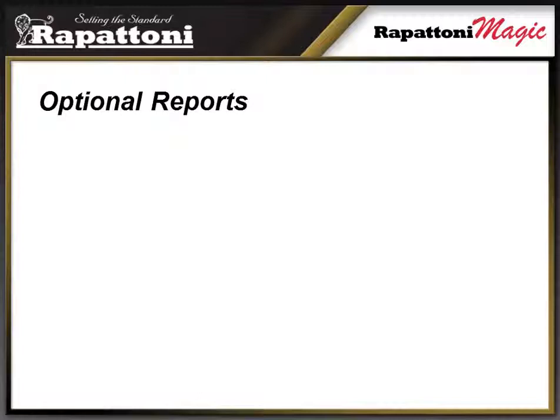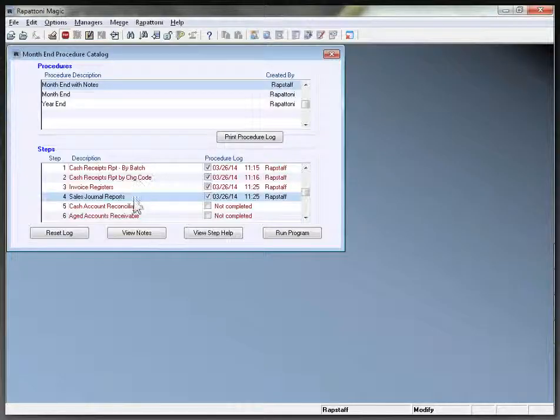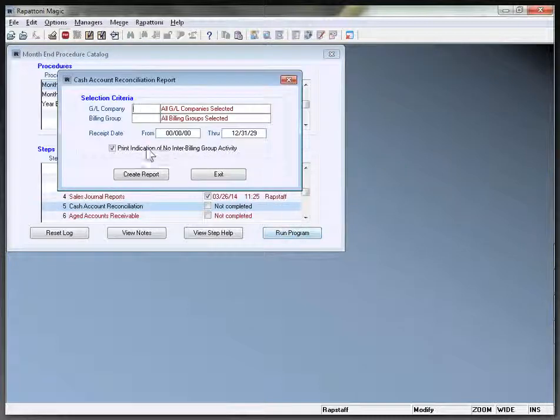Yes, thanks, Frank. Two optional reports that are available in month end in Magic are the cash accounts reconciliation report and the aged accounts receivable. First, we're going to look at the cash accounts reconciliation report. And again, we're going to use our handy shortcut. Leave the billing group and GL open unless you separate them specifically, but we're going to type in our date range for our month.